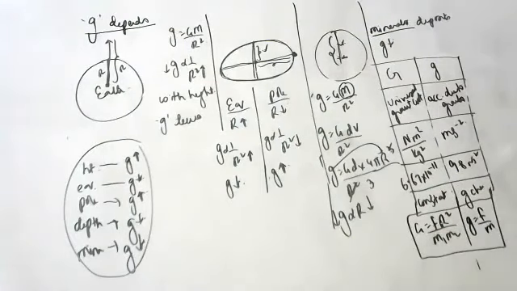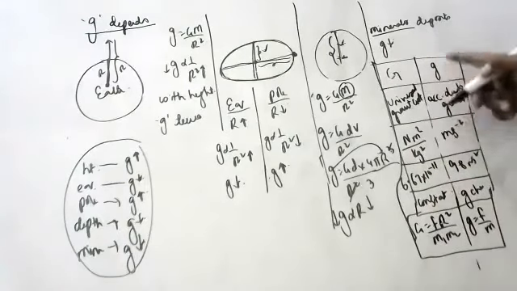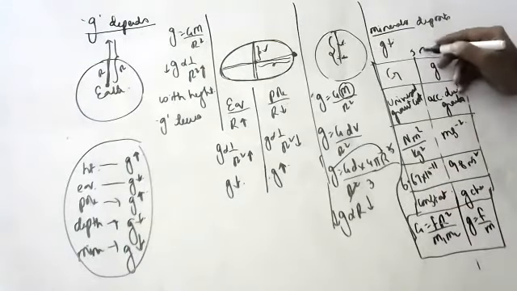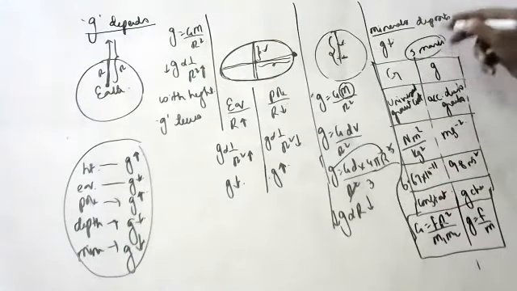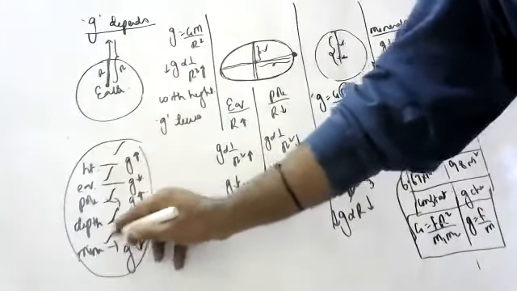Small g is equal to F by M. These are the differences, children. If I ask the differences between big G and small g, all those 5 differences you have to write in the exam on Sunday. And if I ask factors, you have to write all these factors: height, equator, pole, depth, minerals.